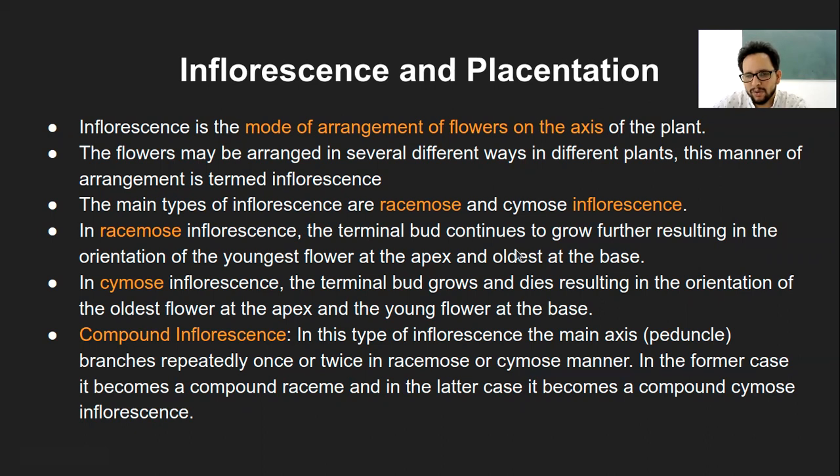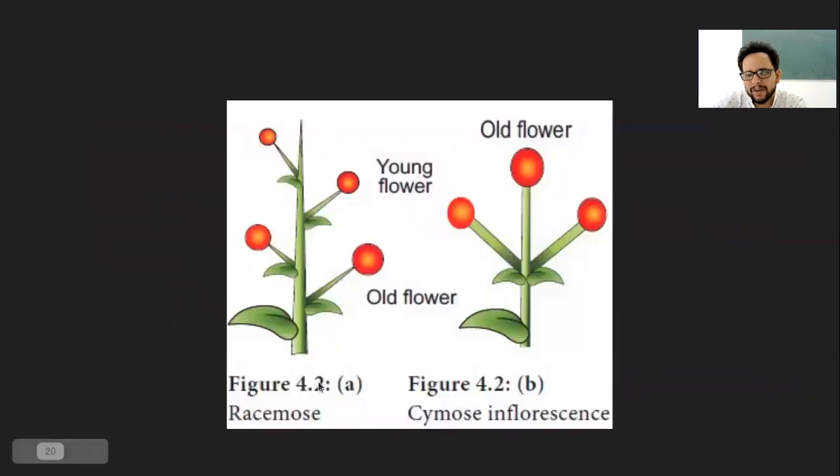So let me show you this particular diagram. For example, this one, these will be the older flowers, and as and when the shoot grows further, the young flowers keep coming, they keep arising from the axil of the leaf or even from the twig itself or the branch itself. So that is the arrangement called racemose.